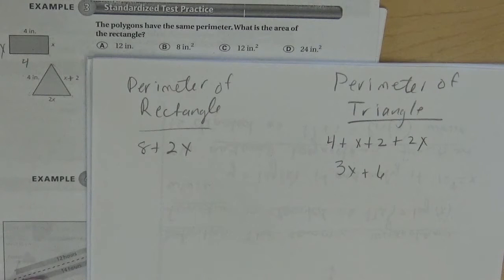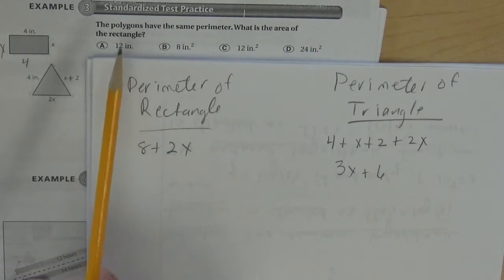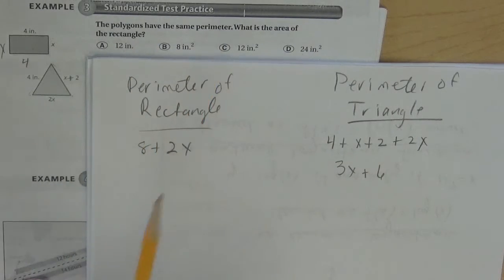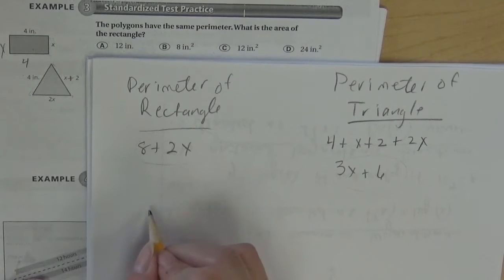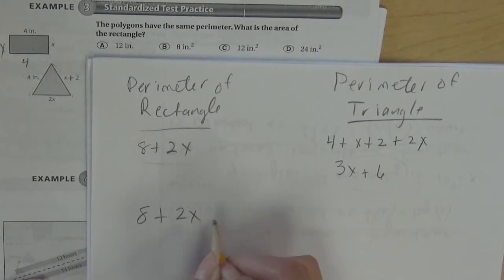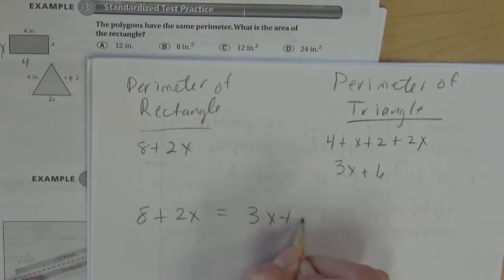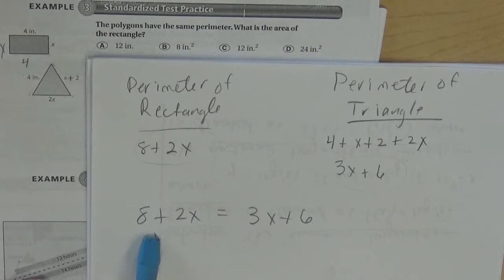Okay? What do I do now? What did they tell me about them? The very first sentence stated the polygons have the same perimeter. So that means that whatever that is and whatever that is, they have to equal each other. So we can write an equation. We're going to say 8 plus 2x equals 3x plus 6. So we've just said the perimeter of the rectangle equals the perimeter of the triangle.